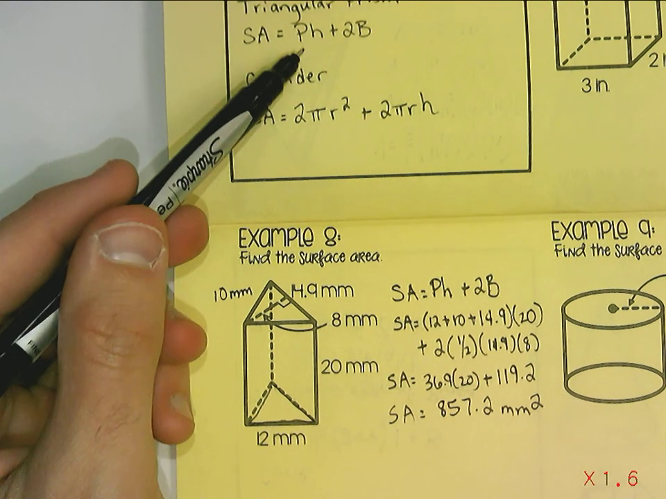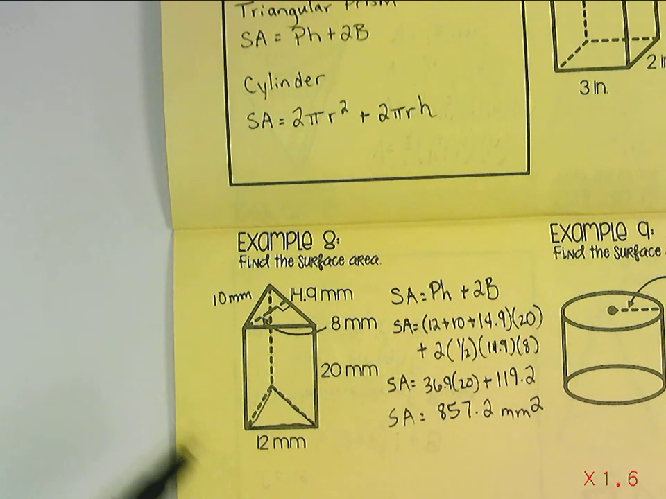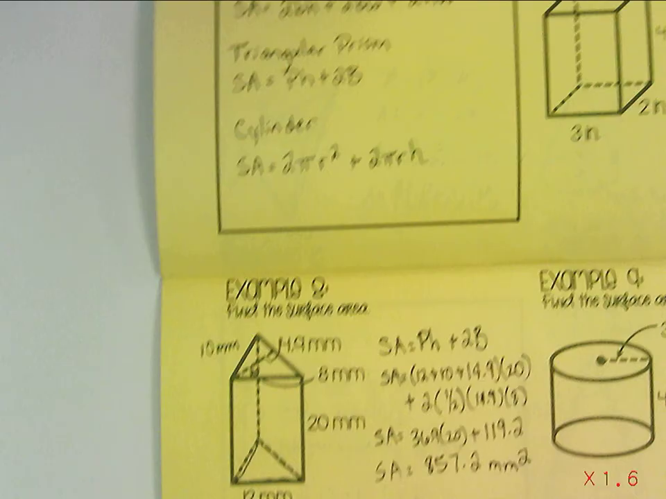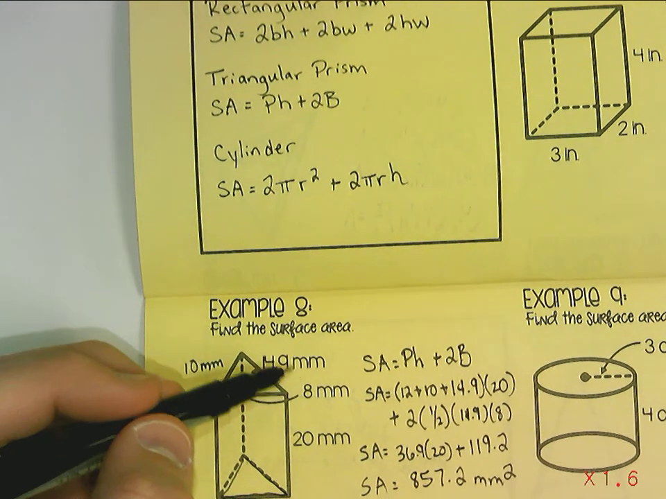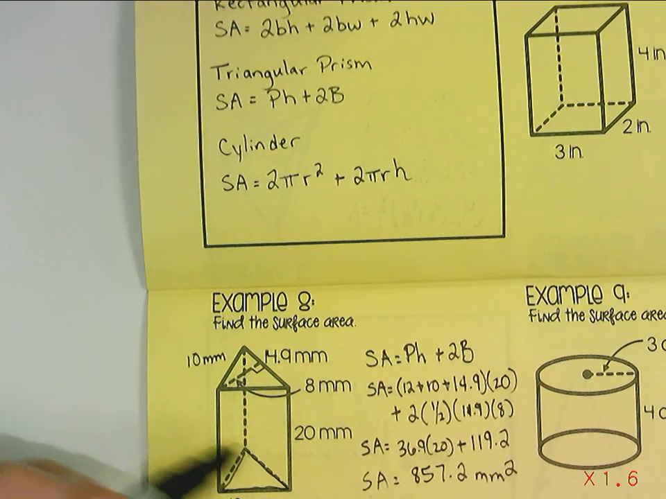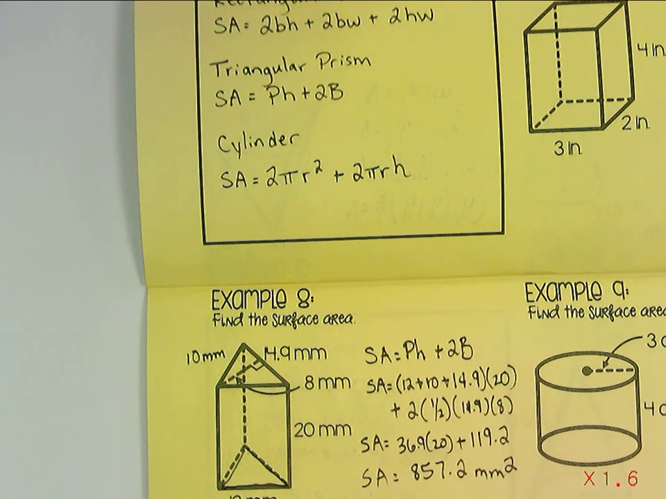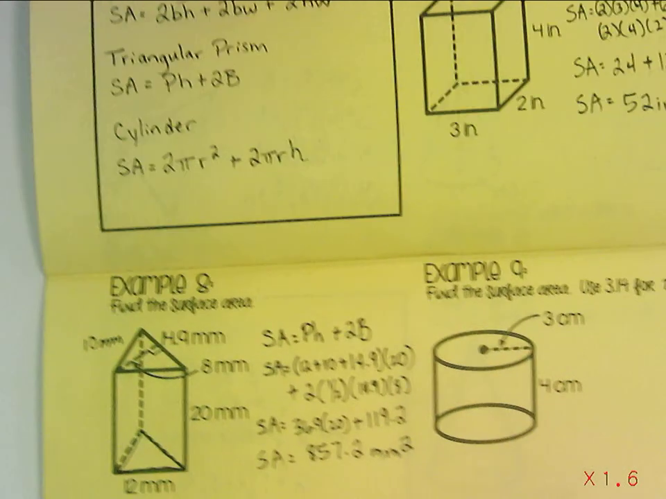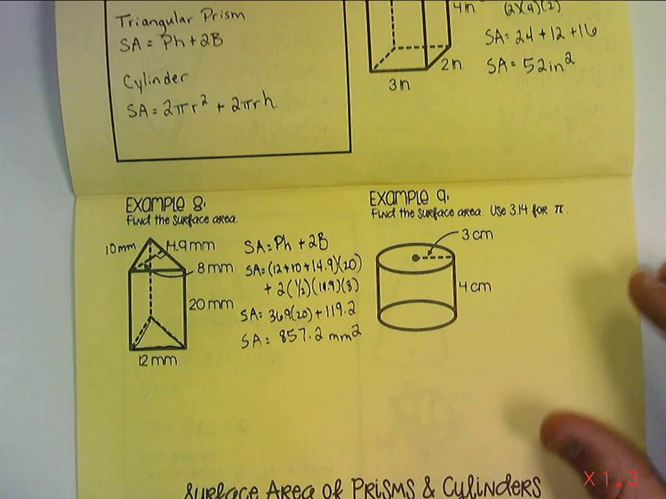Remember that P is the perimeter of the base, and this is labeled on another page, so you'll have that. And then big B is whatever the area of your base is. All right, let's go ahead and do this cylinder then, and then move on after this.